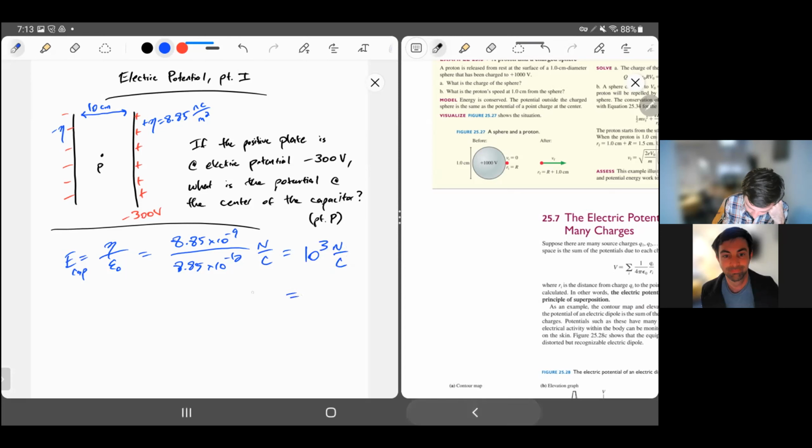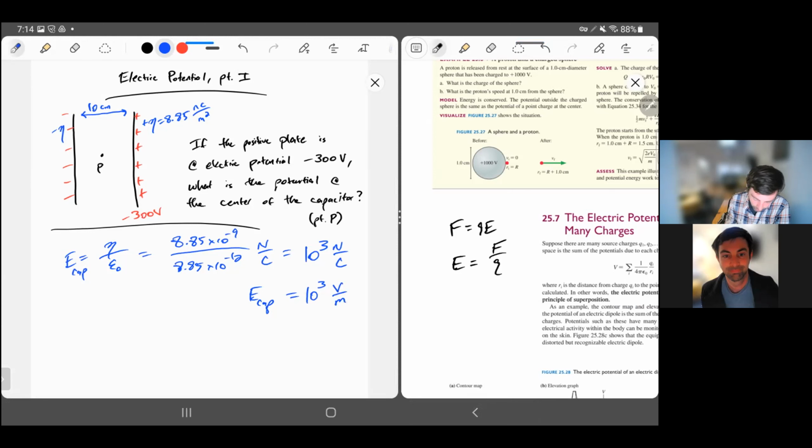And for 10 to the 3 newtons per coulomb, there's another way of writing SI units. Let me remind you, remember F equals Q times E. So electric field was F over Q, newtons per coulomb. But we can also do volts per meter. So another way of writing this is 10 to the 3 volts per meter.